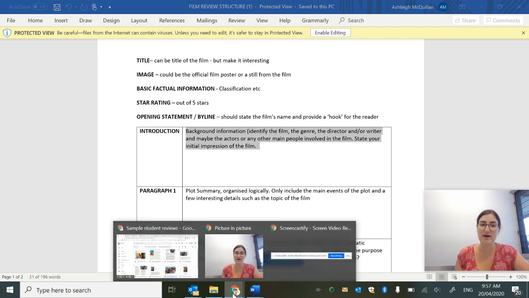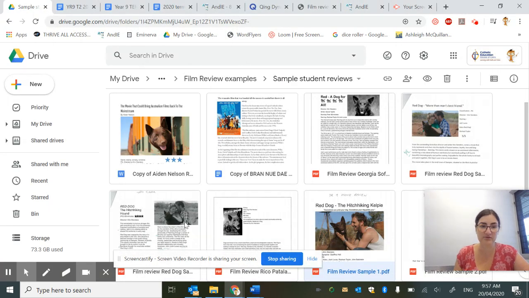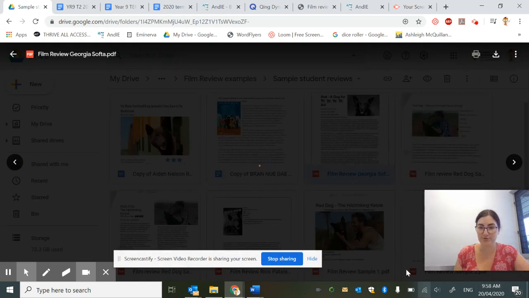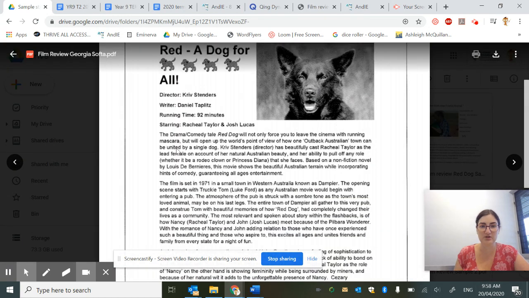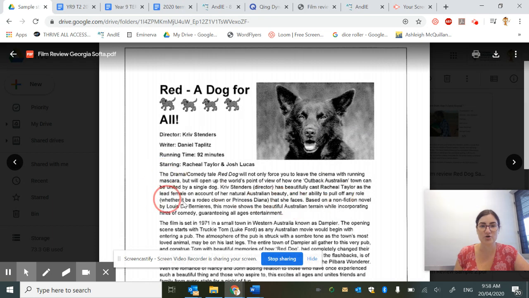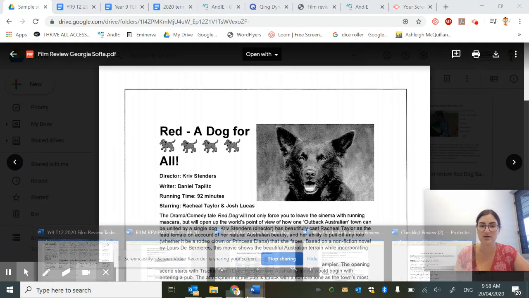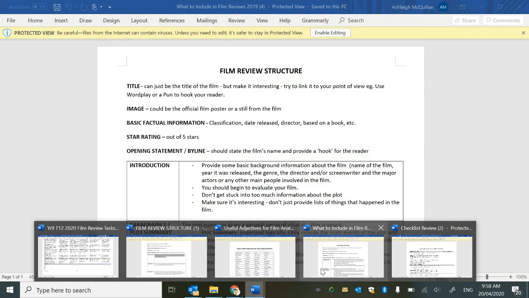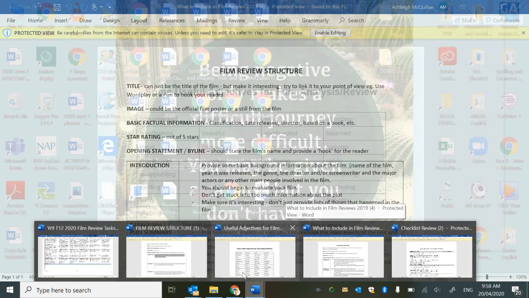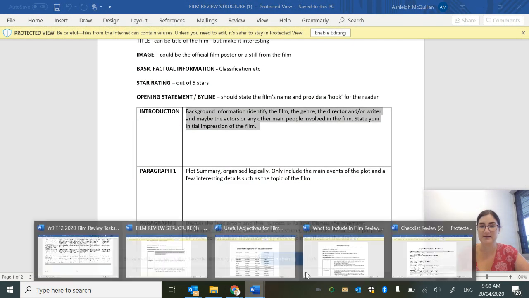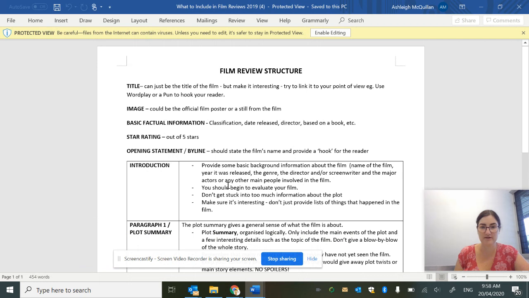So if you have a look at one of these, obviously you're not going to copy these because these will be put through the plagiarism software, but you can see here that it is not a huge paragraph. It's just giving you a general overview of what it is. Okay. So you need to make sure that you are putting the right things in there. If we have a look at this one here, you should have this as well.